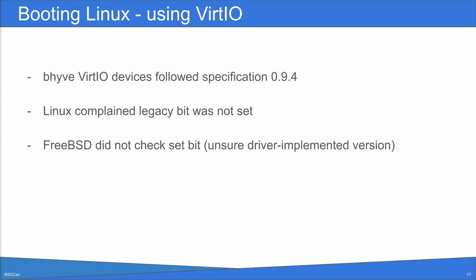So this issue passed while testing using a FreeBSD guest. I'm not quite sure what the driver implemented version is. It may have been also 0.9.4 or prior, so at this point the legacy bit may not have been required. But Linux complained that trying to use a version prior to 1.0 must set the legacy bit.